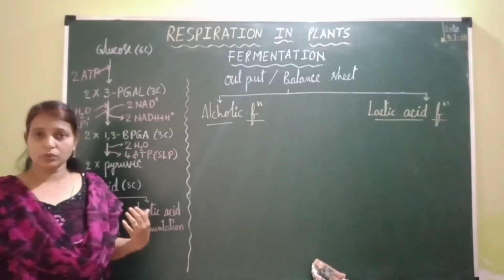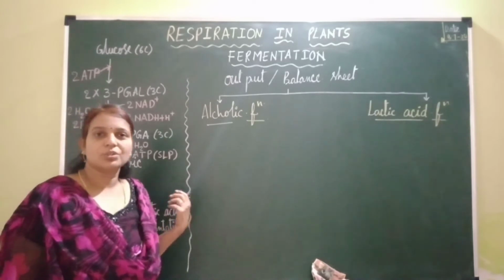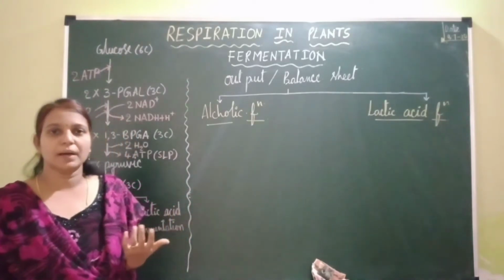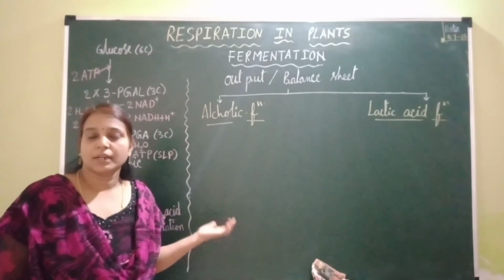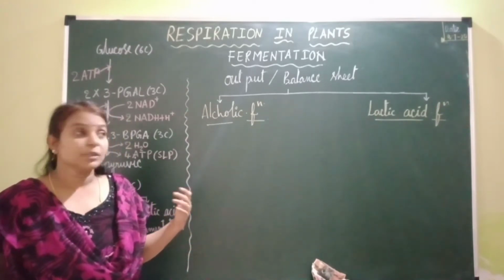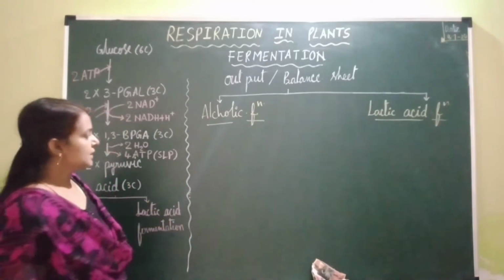In the previous video, I have given an explanation of why we study this balance sheet or output of each and every pathway like glycolysis, anaerobic respiration, that is fermentation, and even Krebs cycle with respect to ATP formation, carbon dioxide and water. Okay, let's start with ATP.